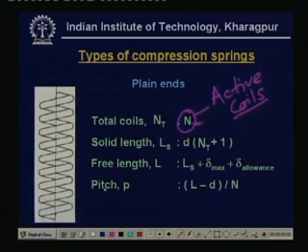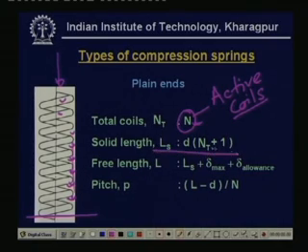What is solid length? Solid length is the length when you take the spring and put a load over it and press it in such a way that all these gaps disappear, meaning the entire coil clashes with each other and makes a solid body. That is what we call the solid length. The relationship between the solid length and the total number of turns for this typical plain end is that solid length equals D, the spring wire diameter, into NT plus 1. That is understandable.